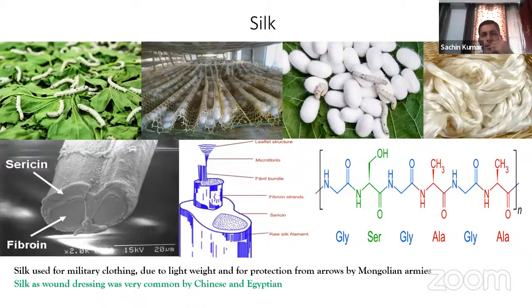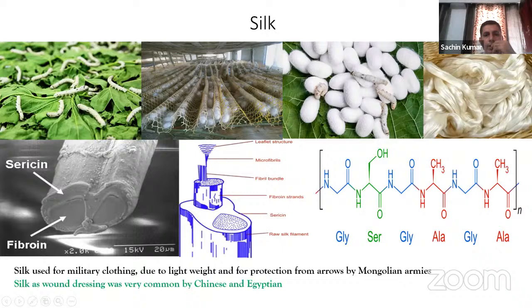When we get a fiber, there is a bundle of two fibers. The outer coating, you can see in this picture, is sericin, and inside there is fibroin. Fibroin is the fiber and sericin is a natural waxy coating, which protects it from the external environment. For use in textiles or any other application, we remove this sericin coating. It is made up of around 18 amino acids, so it is protein in nature.